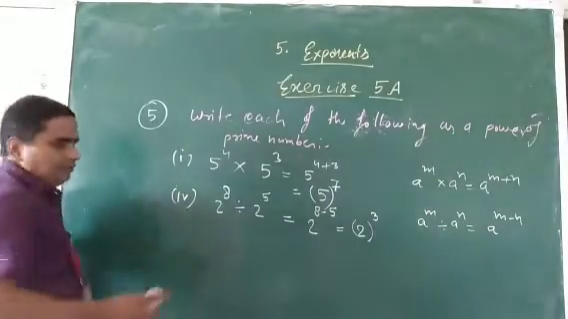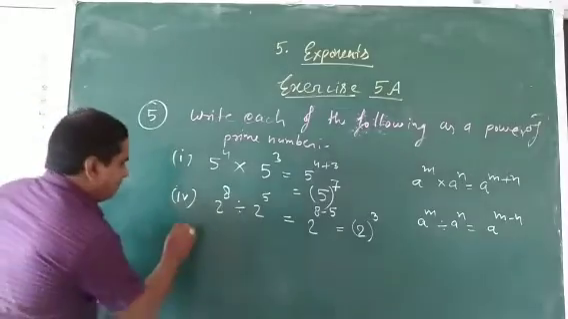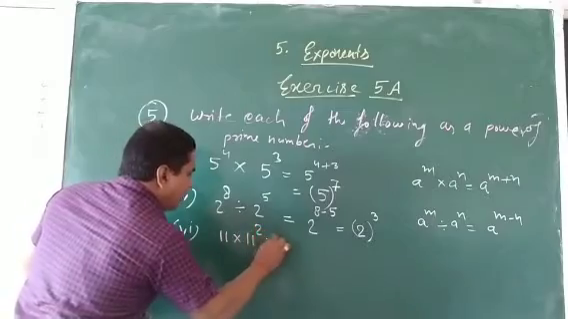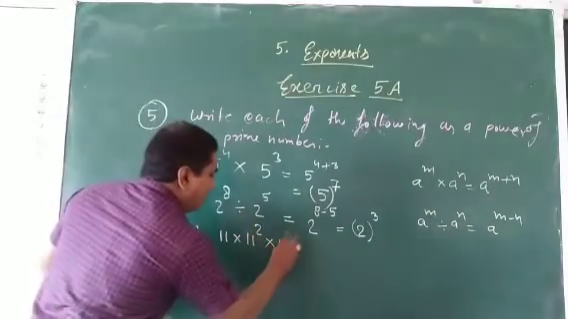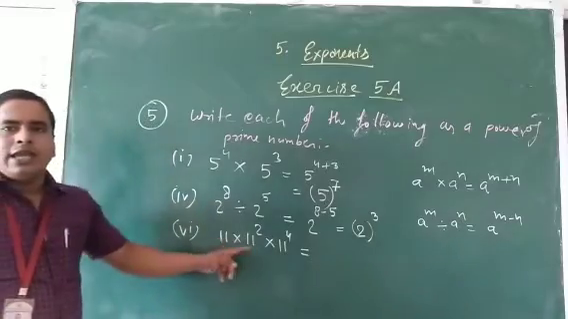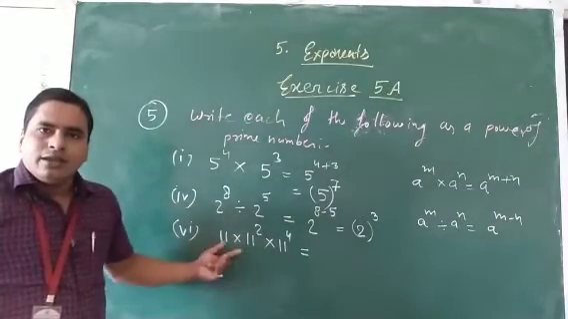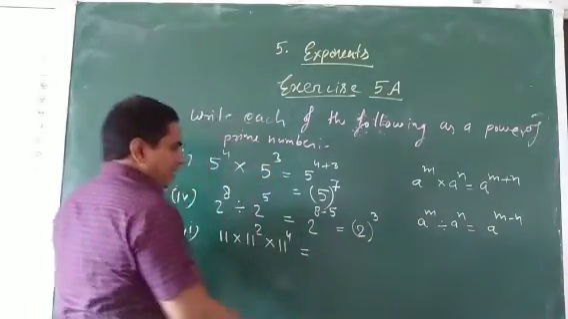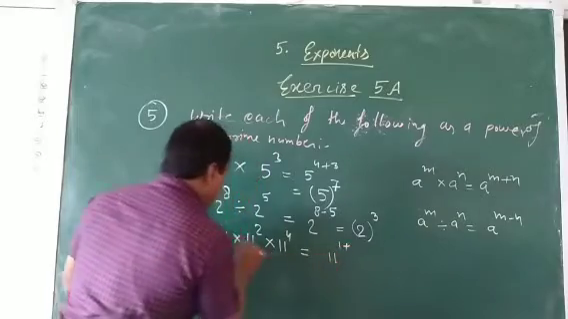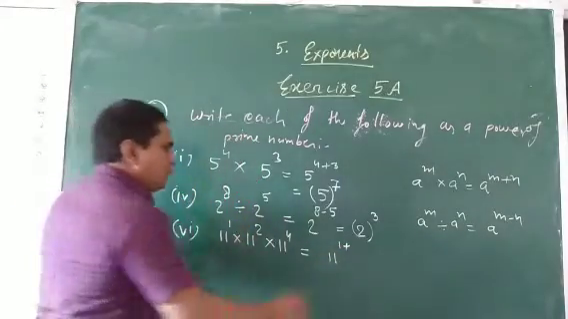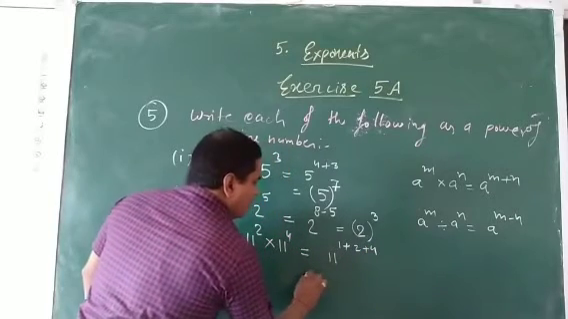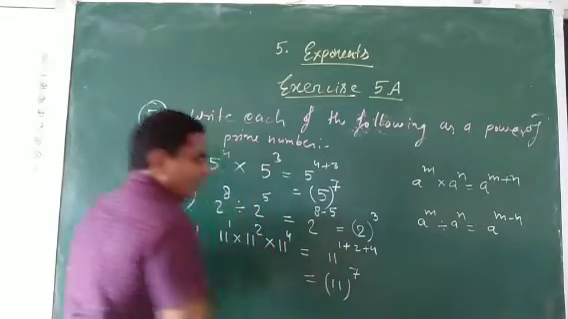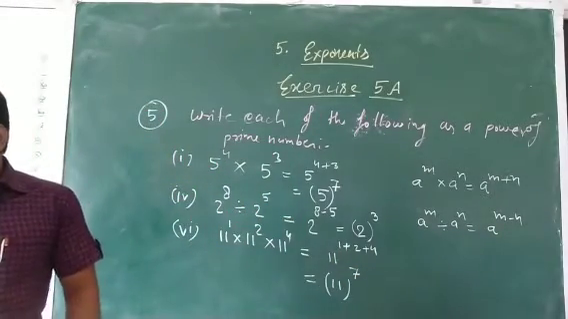Some more questions given here. We will discuss 6th one like this. 11 into 11 to the power 2 into 11 to the power 4. So again see here, in all three products base is same, power is different. So use this rule. Here 11 is 11 to the power 1, we can suppose power 1. So 1 plus 2 plus 4, so 11 to the power 4 plus 2 plus 1, 7. 11 to the power 7.